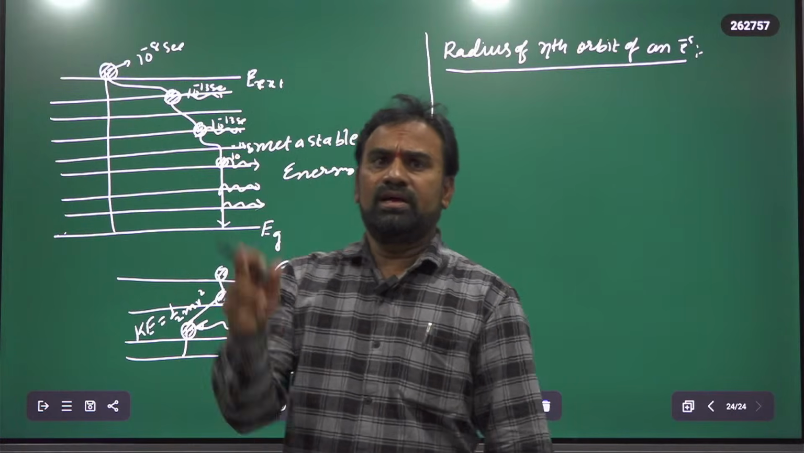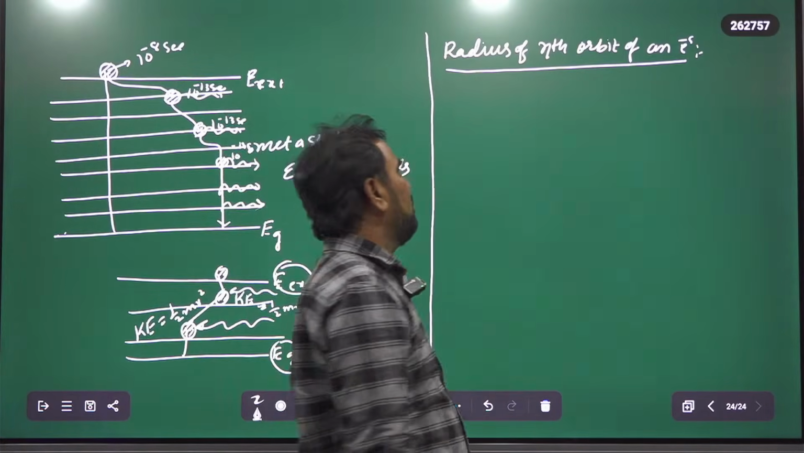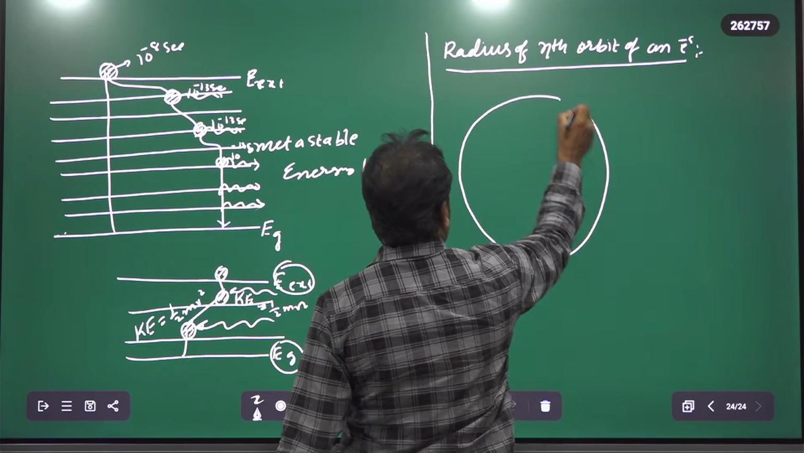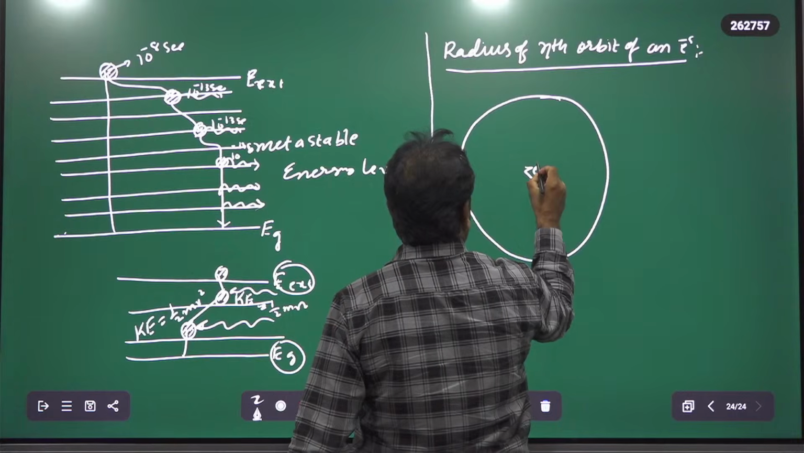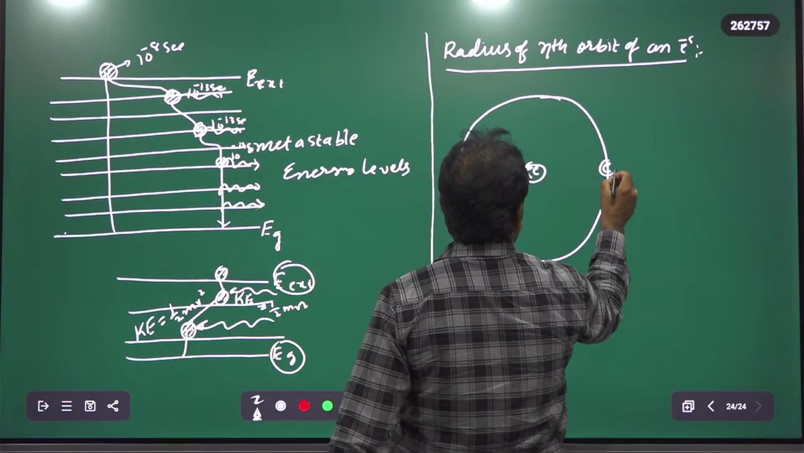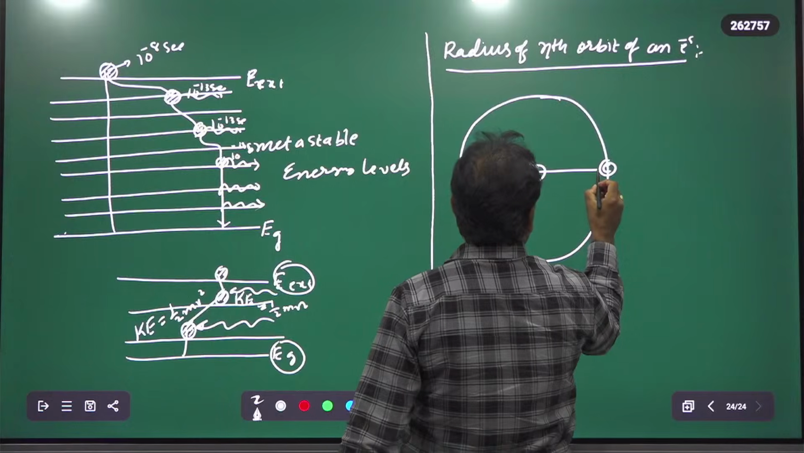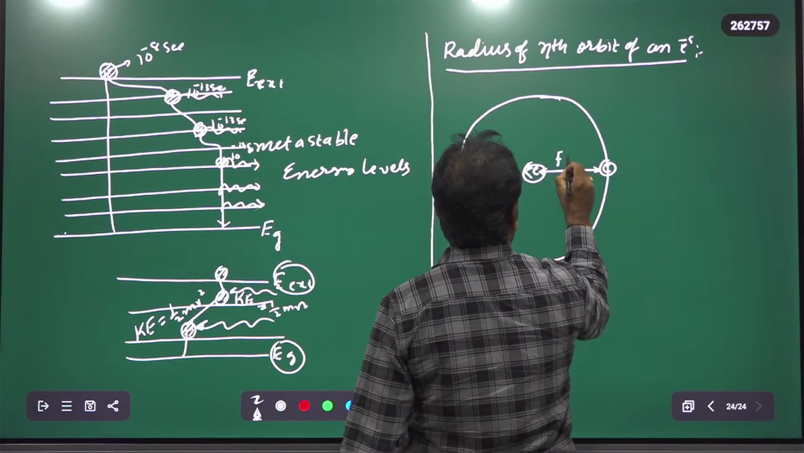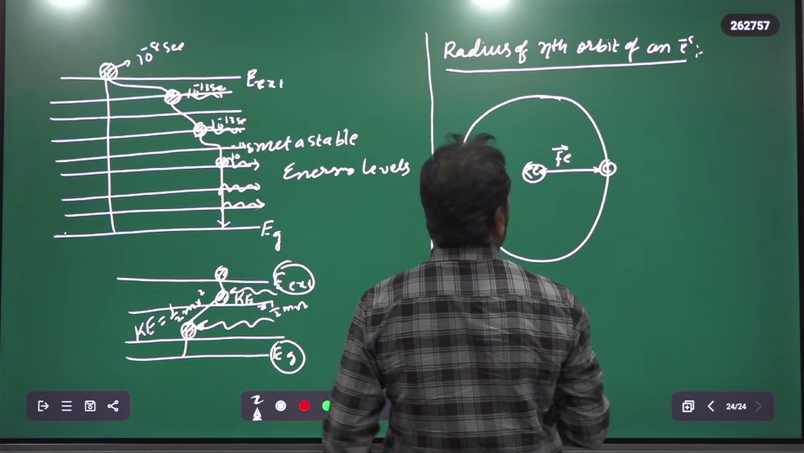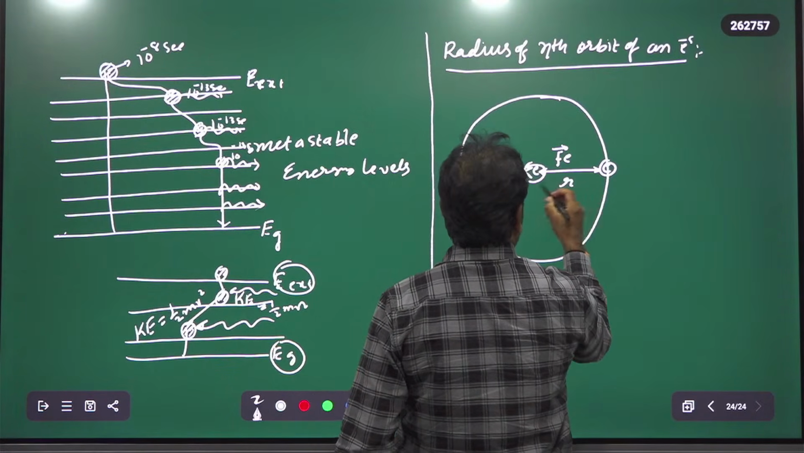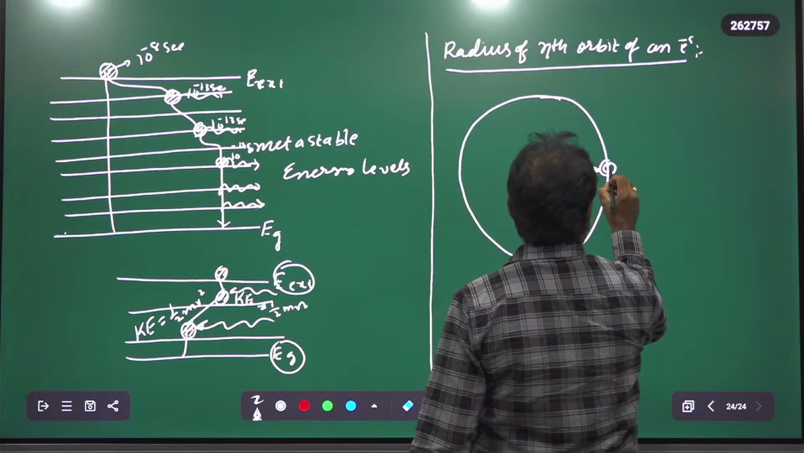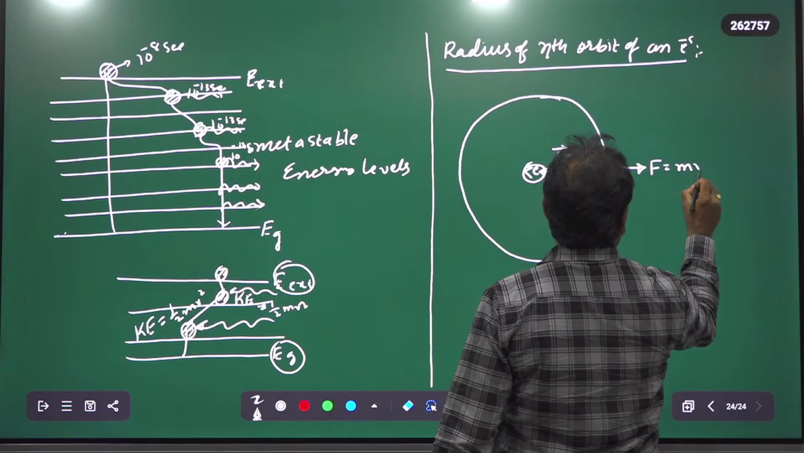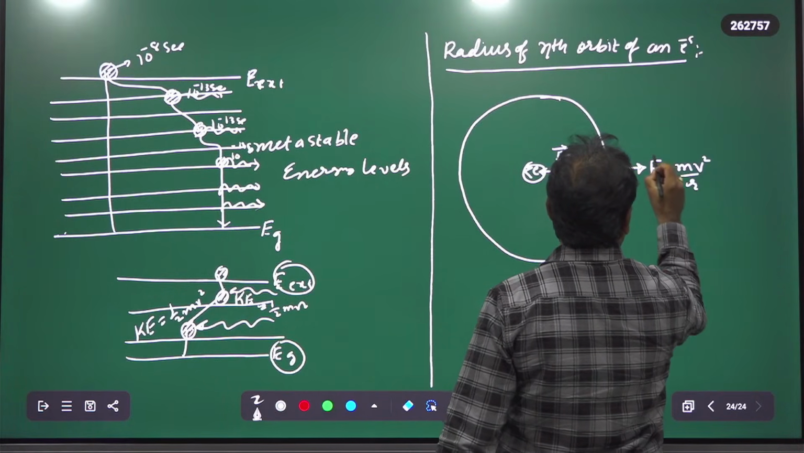See here, when an electron is revolving around the nucleus like this, with charge Ze on the nucleus and charge e on the electron, between these two, the nucleus and the electron, what kind of force will be acting? That is called the electrostatic force of interaction. Let's say the distance between them is r. And away from this radius, what kind of force will be acting? That is mv square upon r.